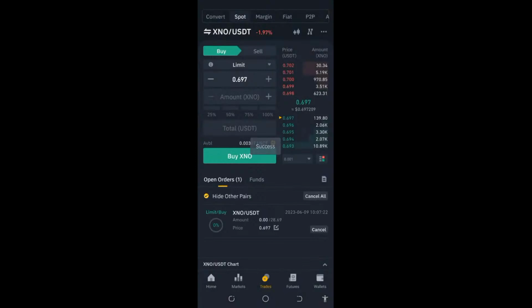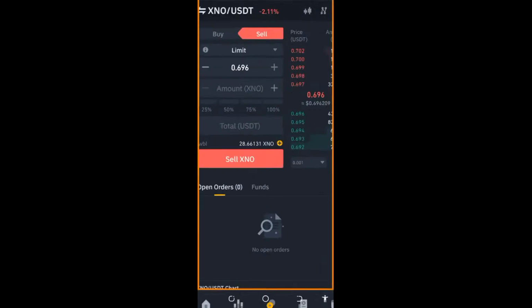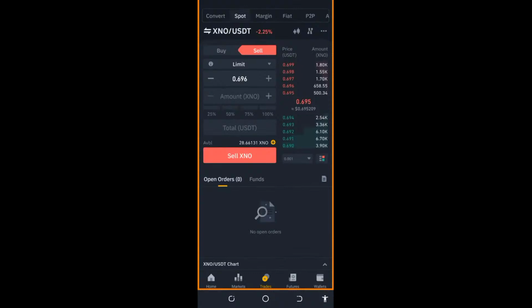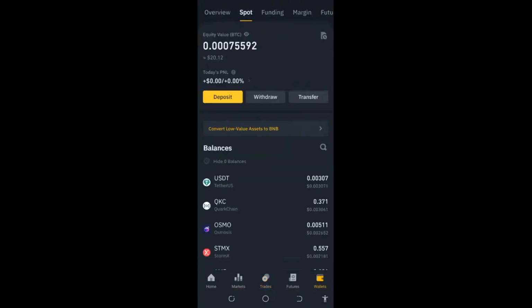Let's see how long this will take, and then we'll be back to give you the results shortly. Awesome. Right now it has already bought. Okay, so what do we have here? We've got 28.66. Let's quickly rush over to send this over to KuCoin. Let's not waste any more time.